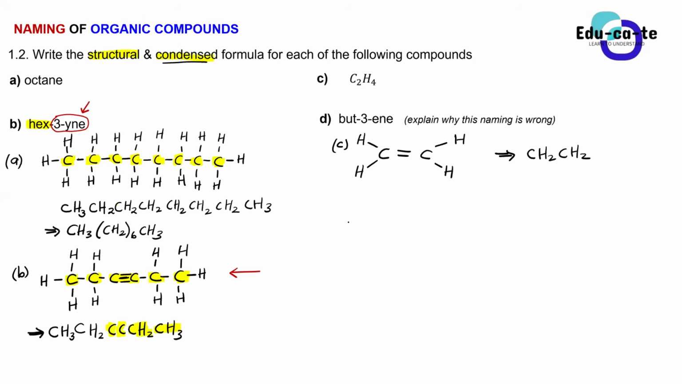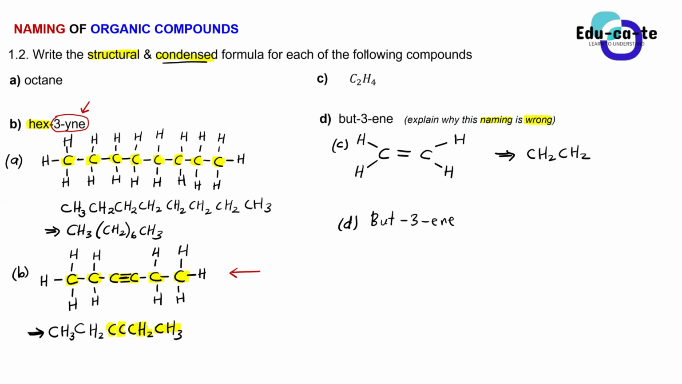We're on question D, guys. You are given a name here. They say it's but-3-ene. The question is, write the structural and the condensed formula for each of the following. But after writing the structural formula of but-3-ene, you should try and explain why this naming is wrong. Why is the naming wrong?